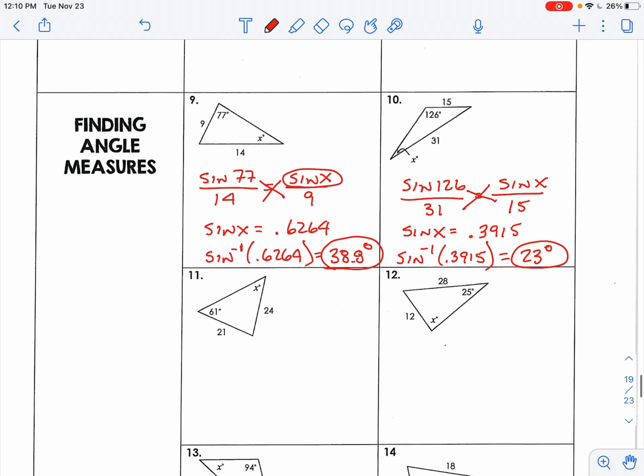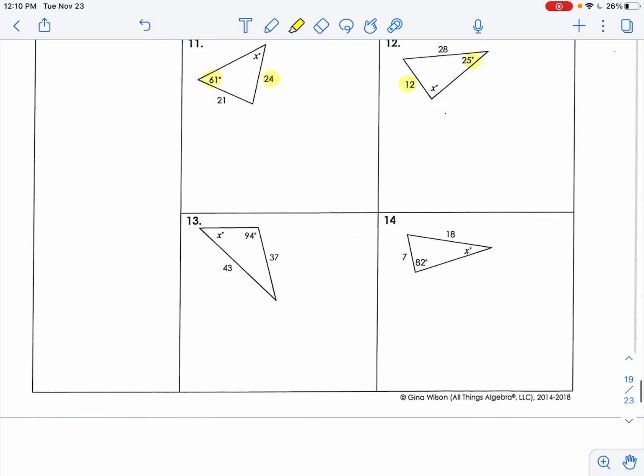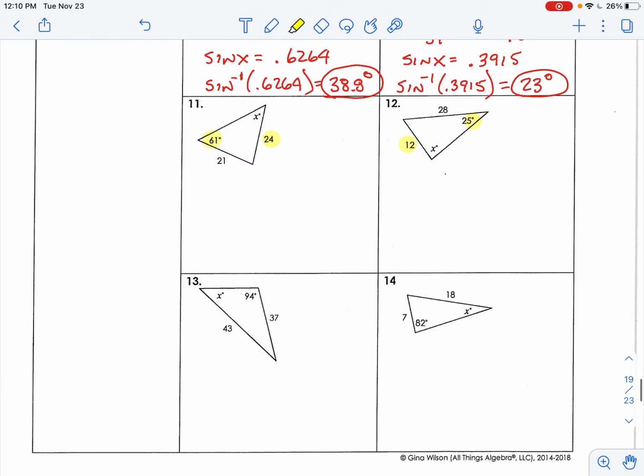All right, now the relationship again has to exist where you have an angle and the opposite side. So you have an angle and the opposite side. If you don't have that, we're going to have to go to the next part, which is going to be something called law of cosines. But that's the video lesson for today.